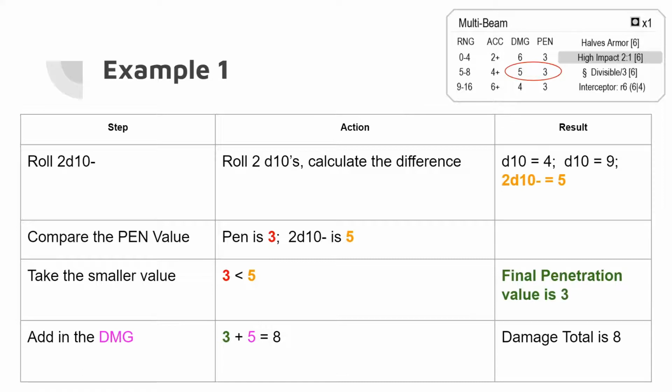Then we compare that to the pen value. The pen value is 3, and the 2d10 minus roll is 5. And then we take the smaller of the two values. 3 is obviously less than 5, so our final penetration value is 3. And then we add in the DMG. In this case, it's 5. So 3 plus 5 is 8. So our damage total for this example is 8.